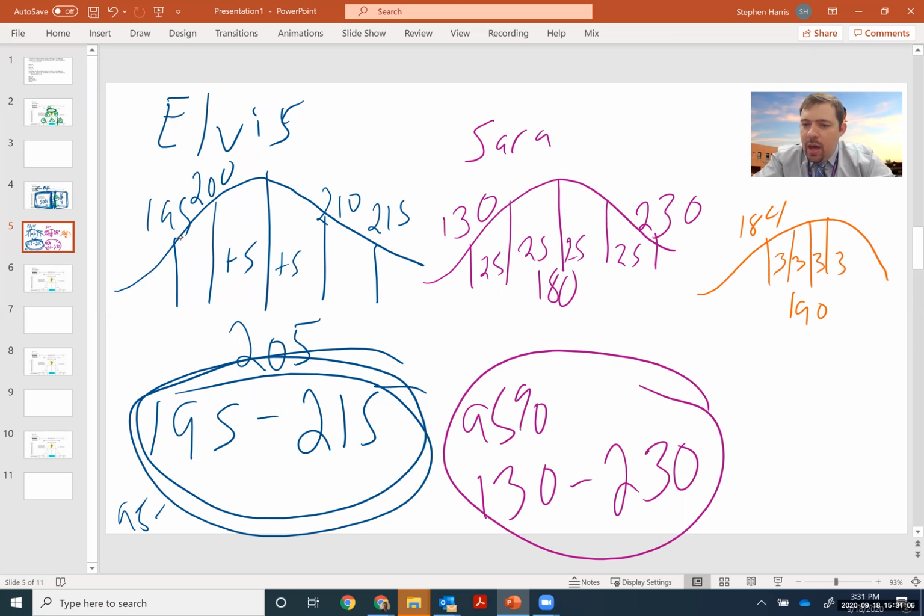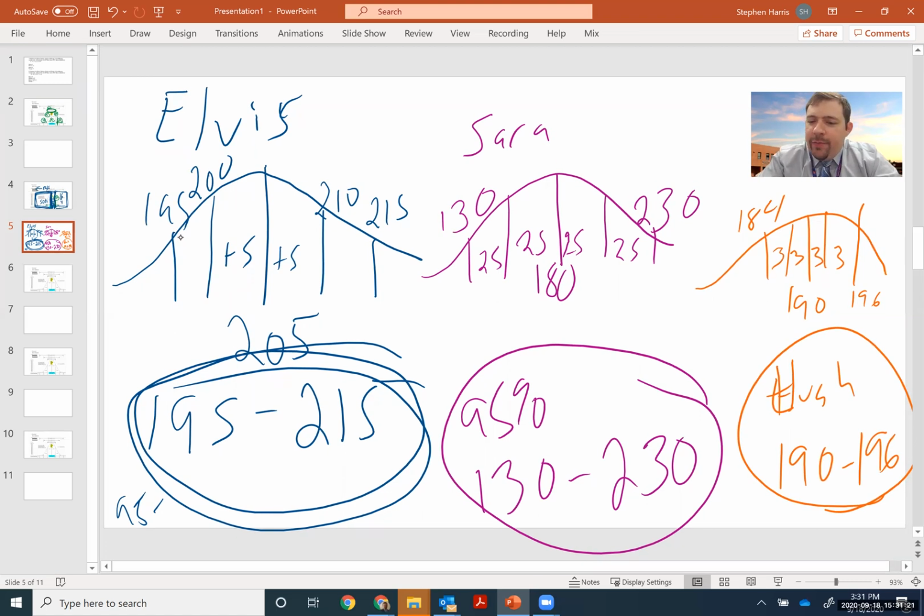And we do the same thing up. The highest score we could expect him to get would be a 196. So we take a look at, I'm sorry, that's Hugh. He has a 95% likelihood of scoring a 190 to a 196. So good for him for being consistent. So now we need to make our decision.